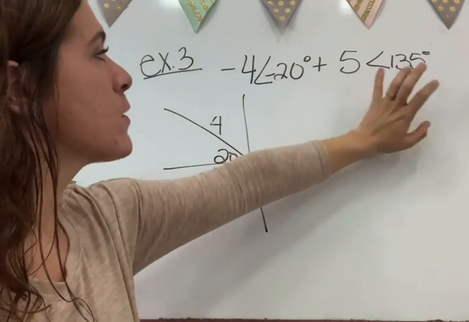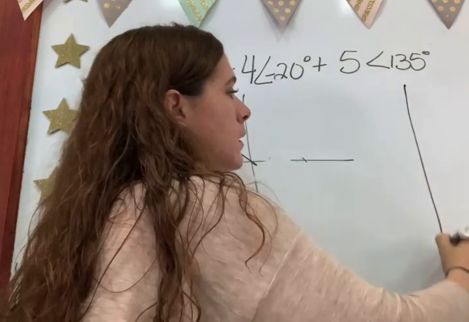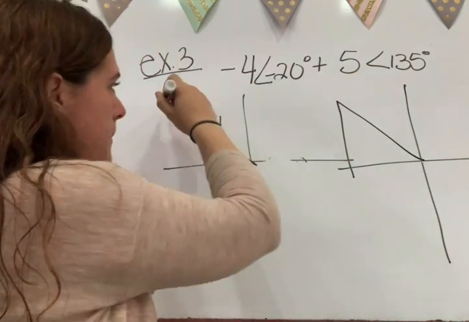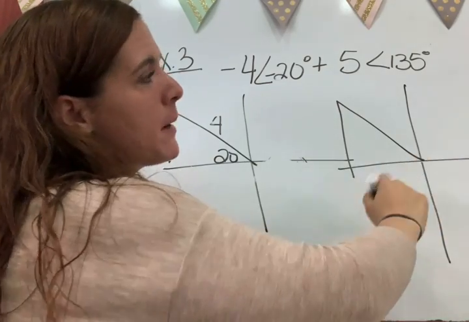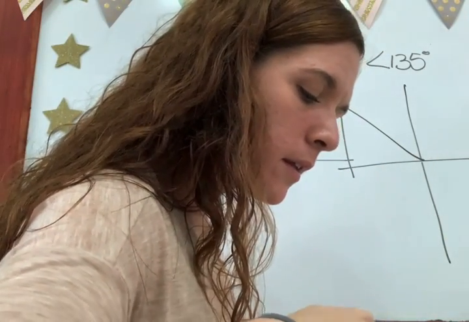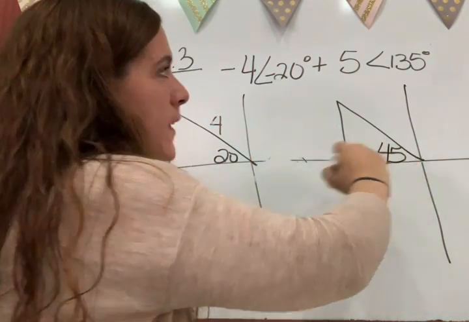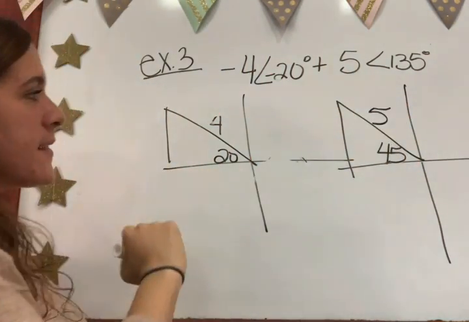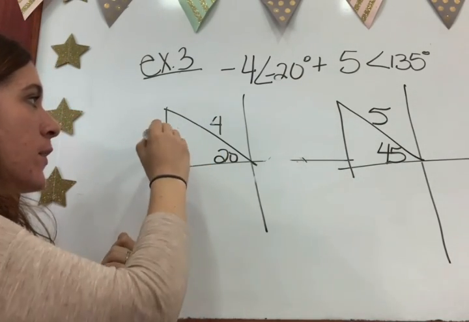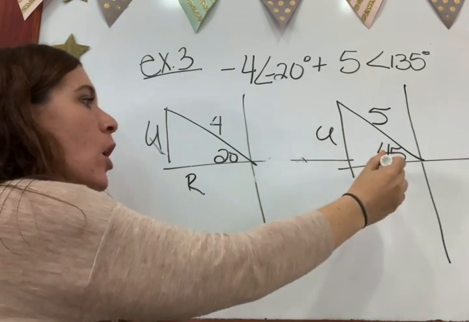Then you have this one, it's 135. 135 is also going to be over here, right? 180 minus 135, 45 goes right there, and this is 5. Okay, so now we are ready to add. I'm going to write my things right here. We have U and R, U and R.